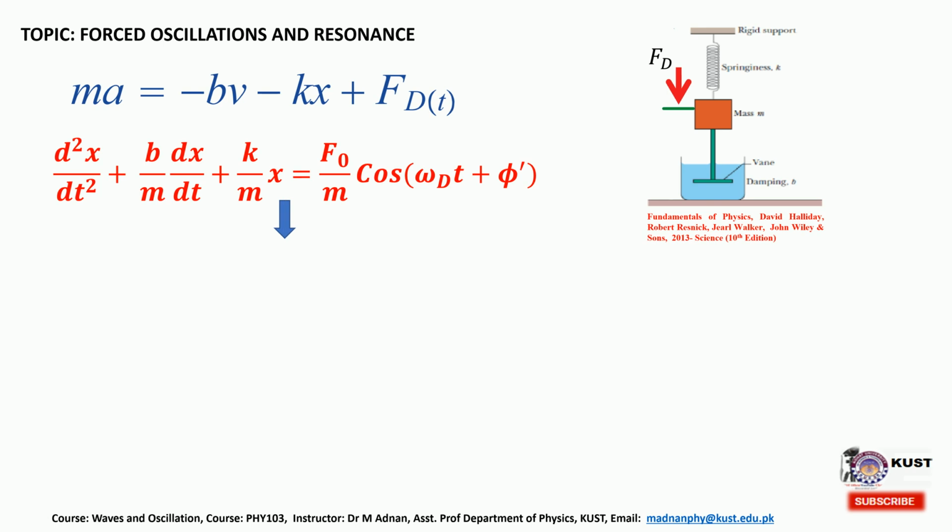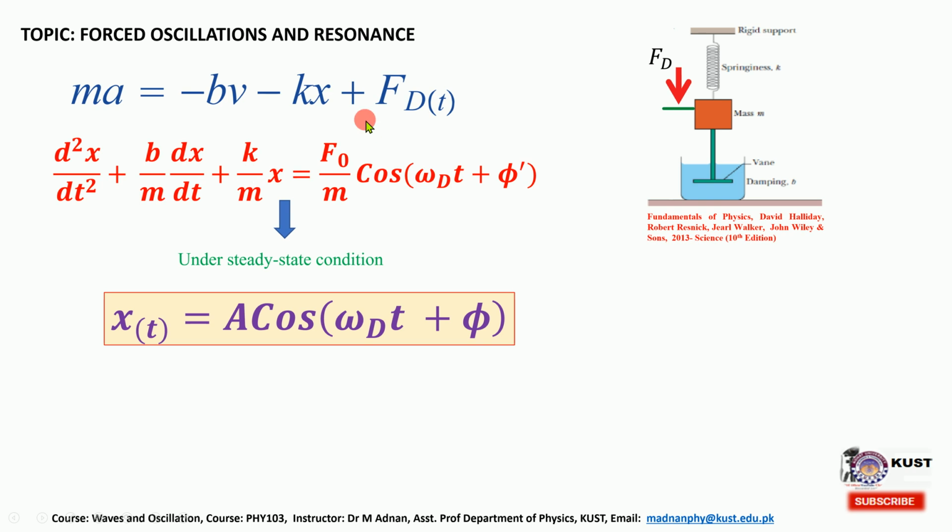Now this equation can be solved to obtain a solution under the steady state. This is an inhomogeneous second order equation. The solution is a complex solution. We will see the solution on the next slide. But under steady state condition, one can obtain this solution. First, we will discuss the outcomes of this solution, and then we will discuss the solution itself on the next slide.